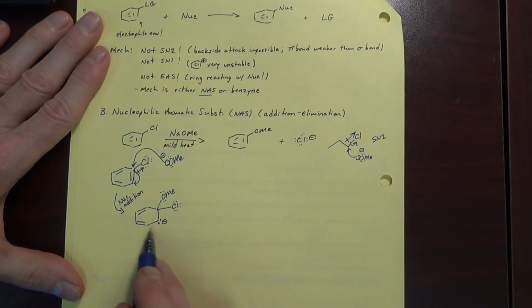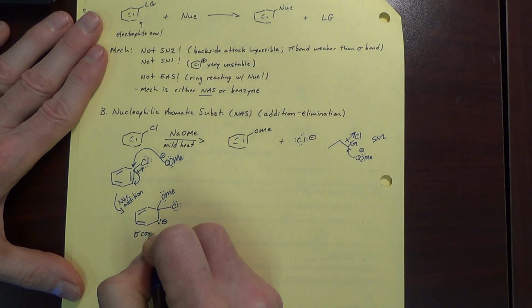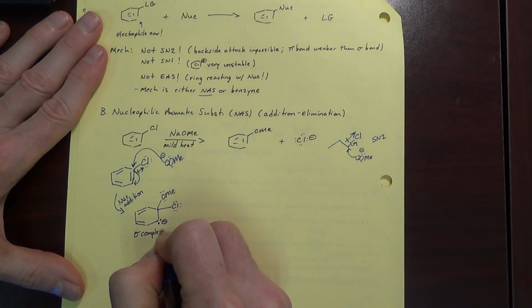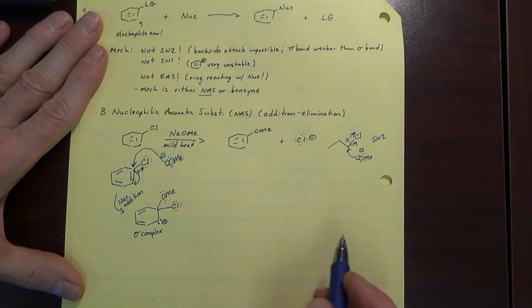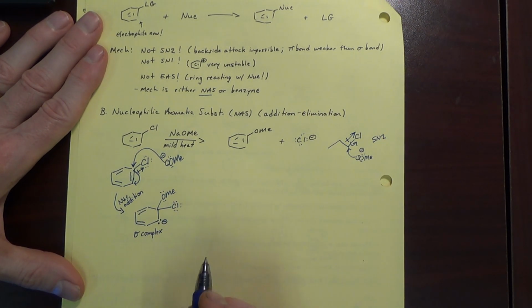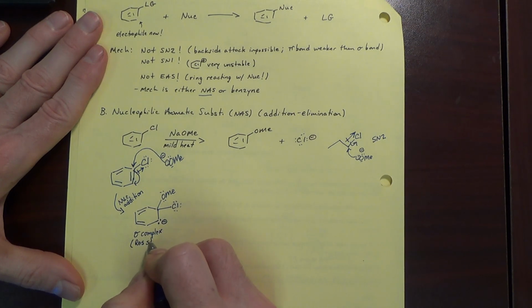Now, note that this, which we can call a sigma complex, is negatively charged. In EAS, the sigma complex is positively charged. Look back at that. Now this sigma complex is resonance stabilized.